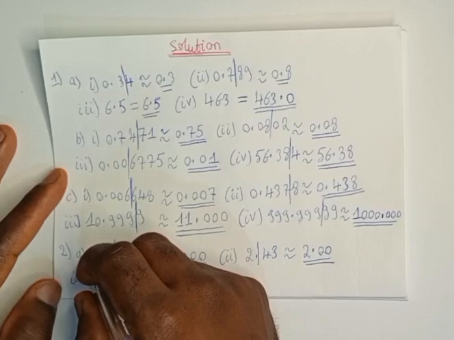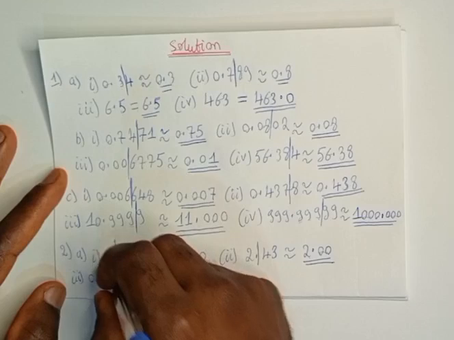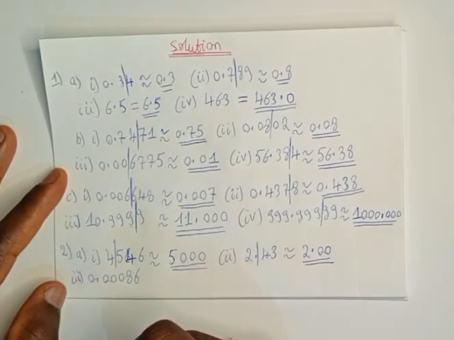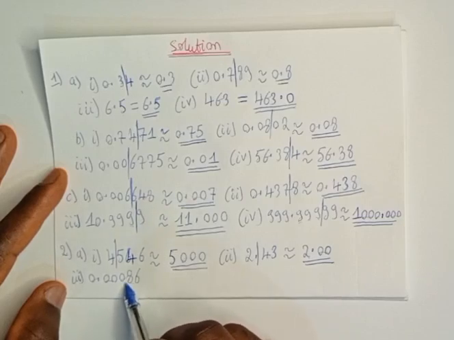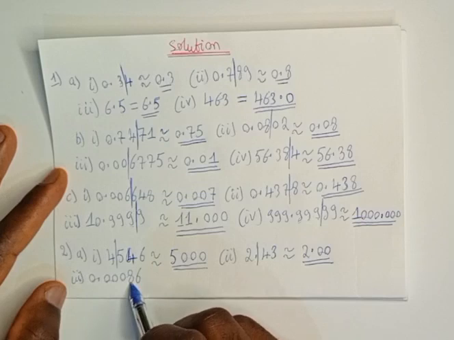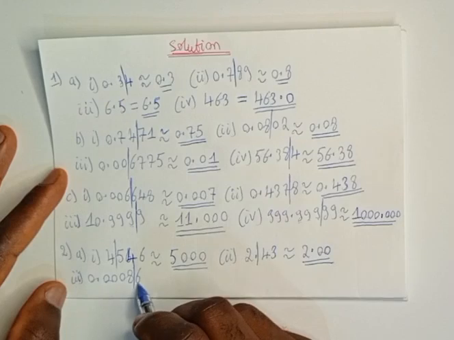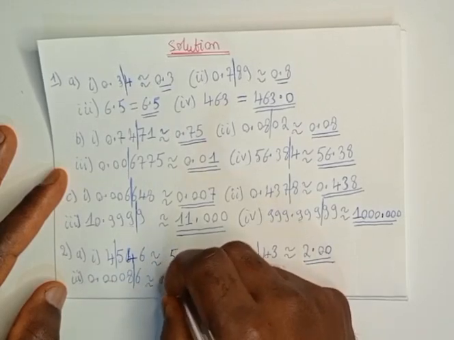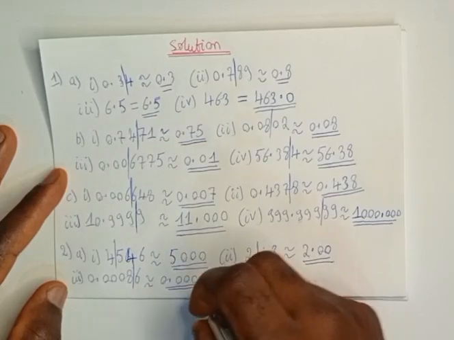We go to 3i. For 3i, we have the number 0.00086. To one significant figure, remember all these zeros are not significant figures. This is our first significant figure, which is 8. 6 is the second. We round off. 6 is greater than or equal to 5. It is rounded up to 1. We add the 1 to 8. It gives us 9. This will be approximately 0.0009 to one significant figure.